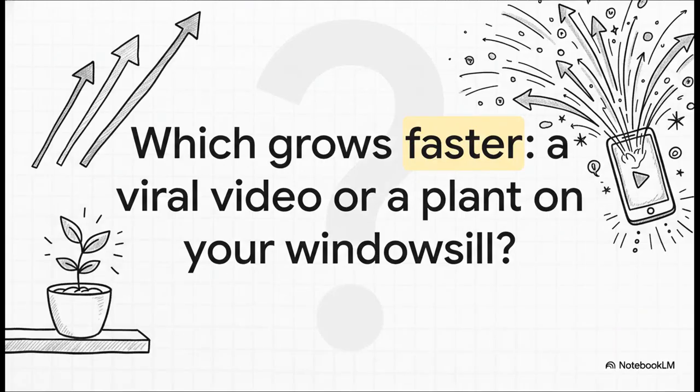So, let me ask you something. Which grows faster? A viral video or, say, a plant on your windowsill? Just think about it for a second. I mean, they're both growing, right? But the way they grow, it's completely different. Your plant is going to grow a little bit each day, nice and steady, super predictable. But a viral video? That thing can literally explode overnight. And that's really the core idea we're going to dig into. Not all growth is created equal.